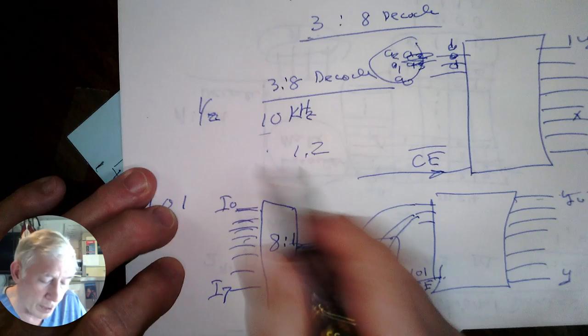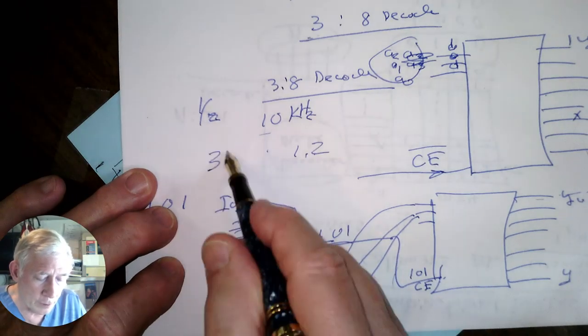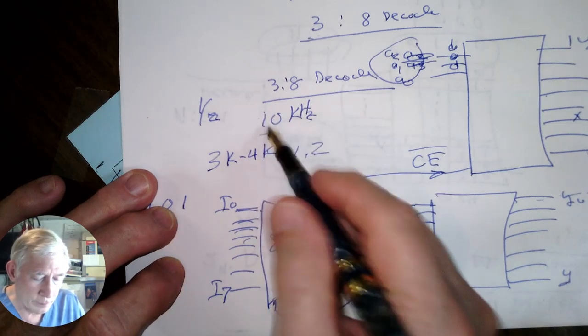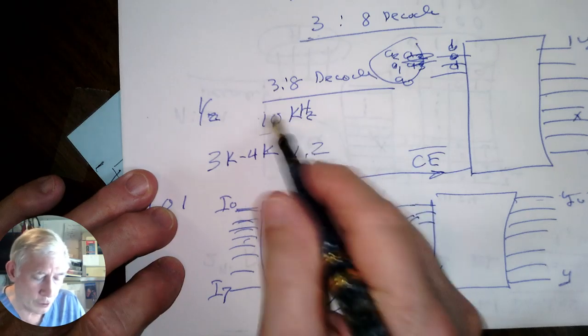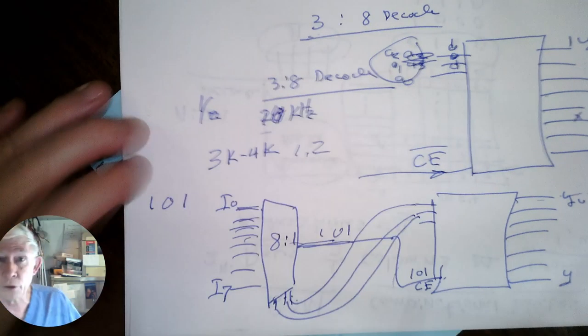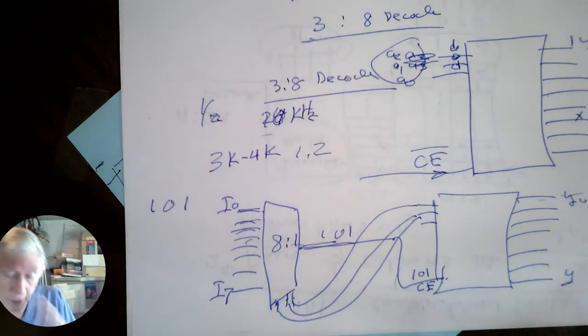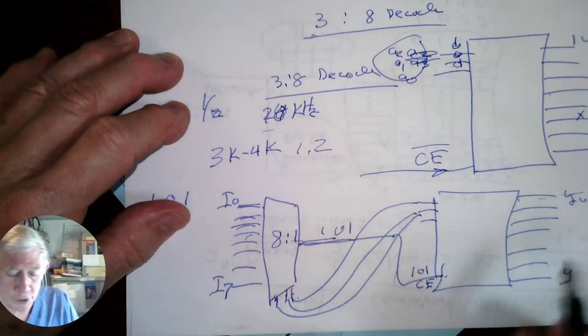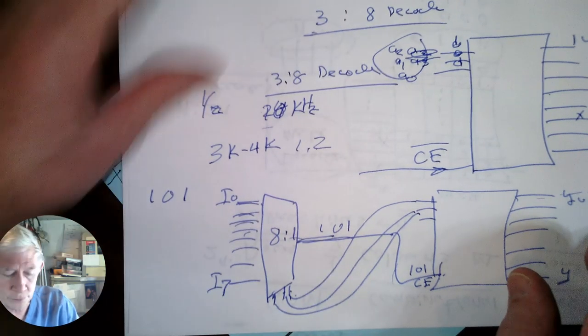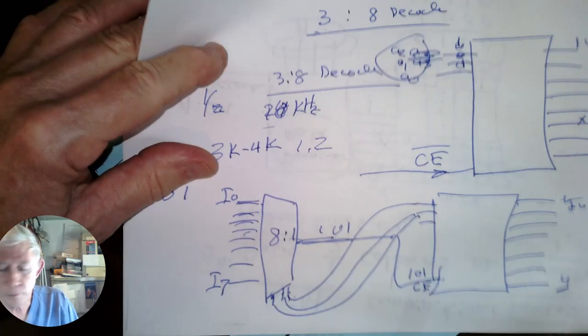But for voice, you only need about 3K to 4K bandwidth. So if you ran this at, say, 20 kilohertz, or maybe 24 kilohertz, that'd give you about a 4 kilohertz bandwidth for each of your 8 channels. All right, so that's how we would use it for multiplexer and demultiplexer operations. But a lot of times we don't use them for that. We use them for just controlling our digital signals within, say, a microprocessor or an FPGA or whatever.